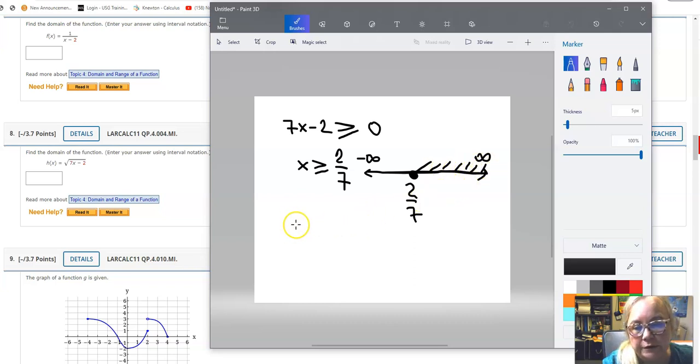So what is the domain? The domain is from 2/7, with a bracket. On the right-hand side I have infinity, which we always remember comes with a parenthesis. Alright, so that's another example.